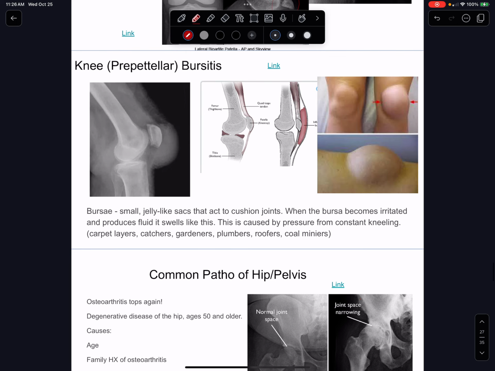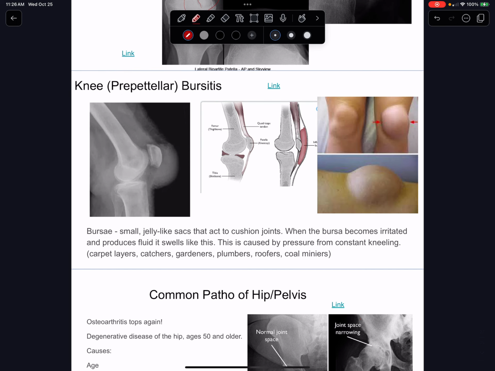So prepatellar bursitis is when the patient has, the bursa is a jelly-like sac that holds a cushion type gel type fluid in it that prevents things from hitting the knee directly. It gives a cushion there. So that's normal for it to be there. Normally it looks like this. But when it becomes bursitis, it swells up and there's a lot of fluid in front of the patella like that. So when you see a patient like this, they have bursitis, and this is what it looks like on the x-ray.